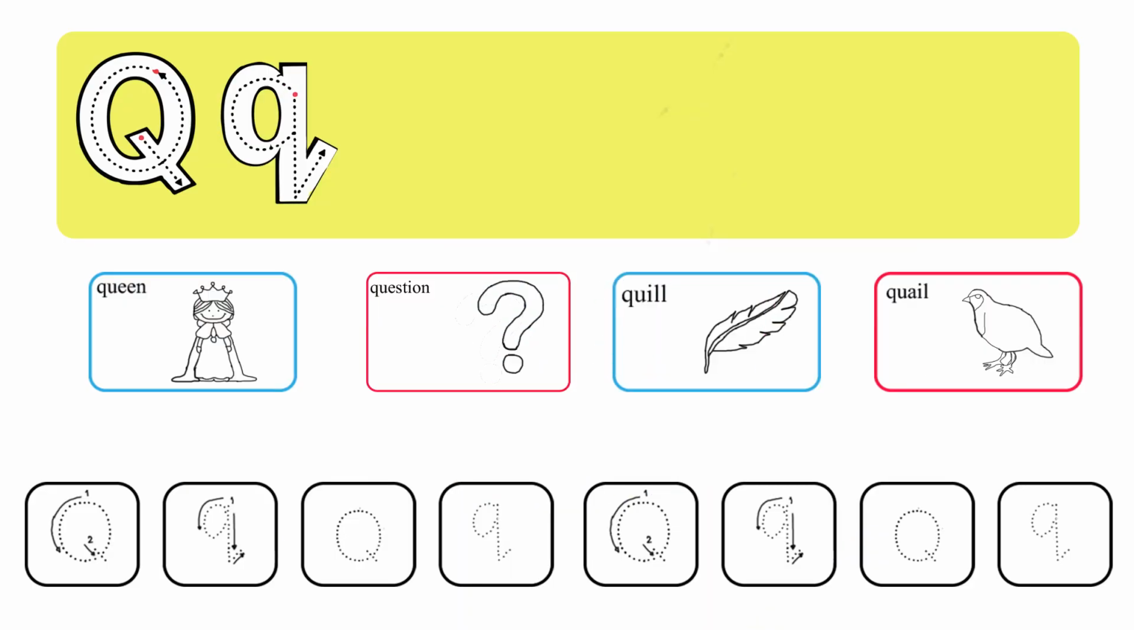Trace letter Q with a pencil. Letter Q पर पेंसिल फेरें.